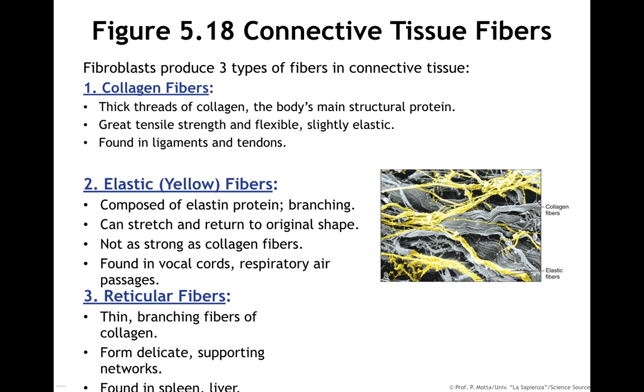Fibers within the connective tissue would include collagen fibers, which are really thick threads of collagen. It's a main structural protein. It has great tensile strength, and it's even a little elastic. It's found in ligaments and tendons in great abundance. In fact, collagen is the most common protein in the human body.